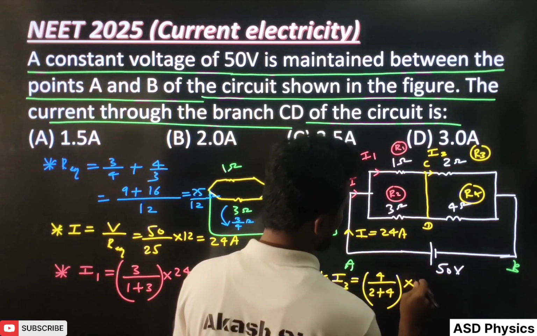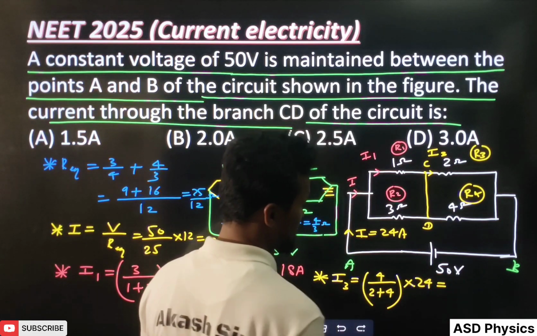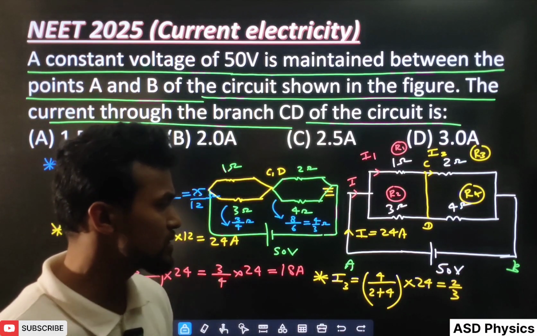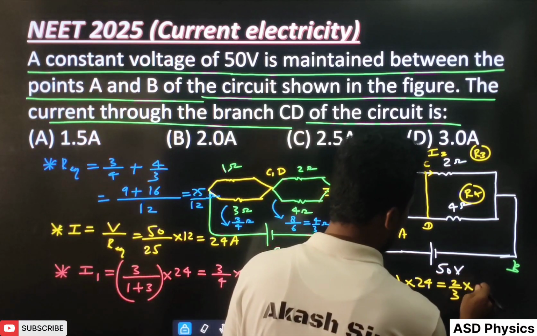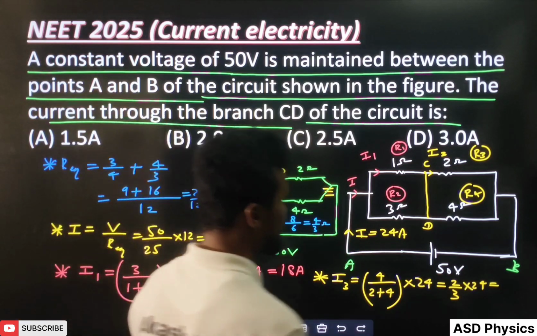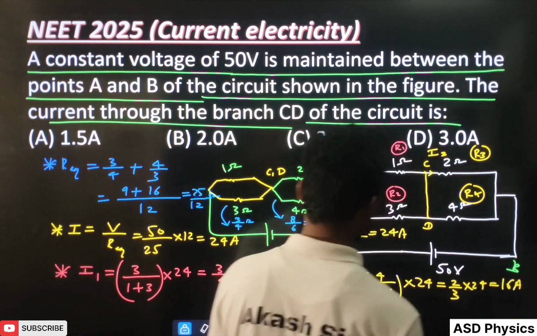Total current, how much is coming here? 24. So can you simplify this? This will come here 4 by 6. How much here? 4 by 6 means 2 by 3 into 24. So what is coming here? 3 8s are 24 and 8 into 2 is 16 ampere. How much is going? 16 ampere.